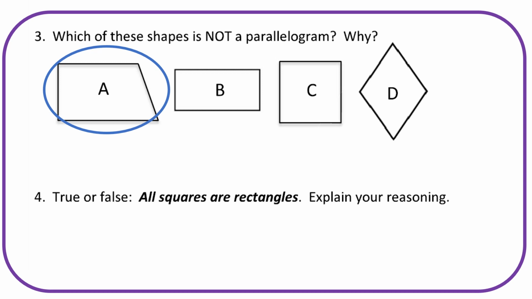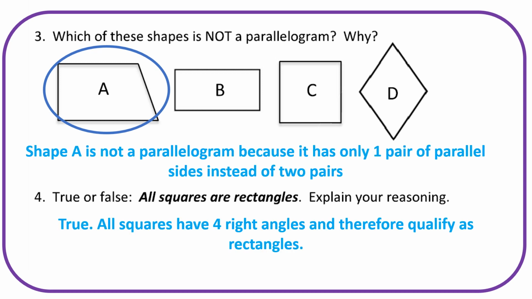So the definition of a rectangle is a quadrilateral, 4 sides, that has 4 right angles. A square has 4 sides and it has 4 right angles as well. So this is actually true. All squares do qualify as rectangles because they have 4 right angles.